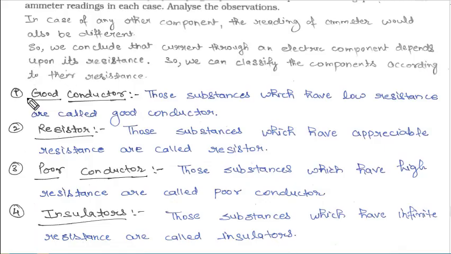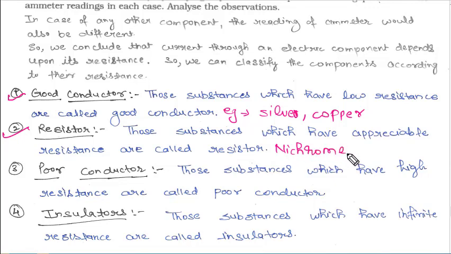So we have 4 types of components. First one is the good conductor. Now what are good conductors? Those substances which have low resistance are called good conductors. We can take the example of silver and copper. Clear? So these are good conductors. Next we have the resistor. Those substances which have appreciable resistance are called resistors, like the nichrome wire that we have used in the earlier activity. They are generally alloys. Okay.